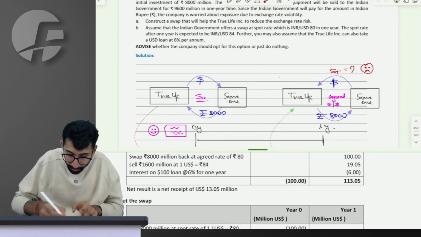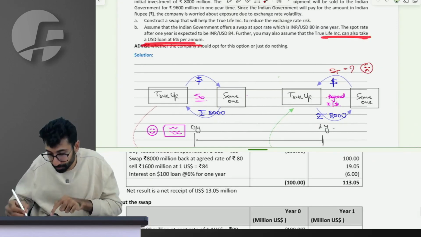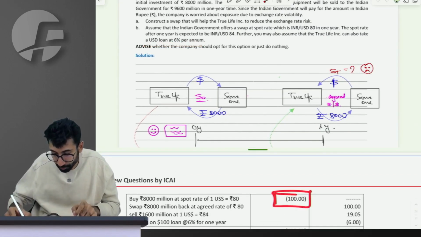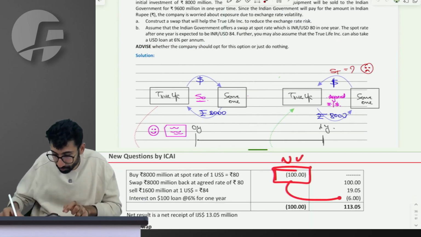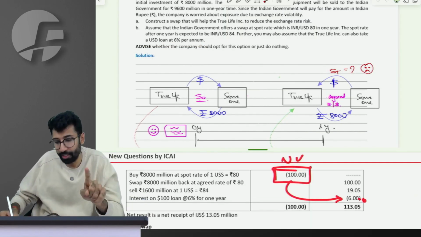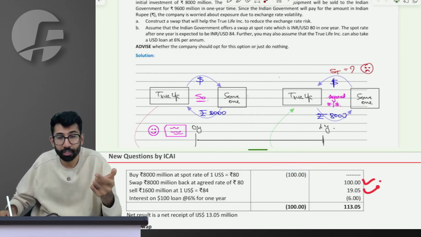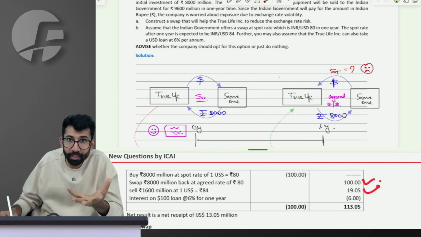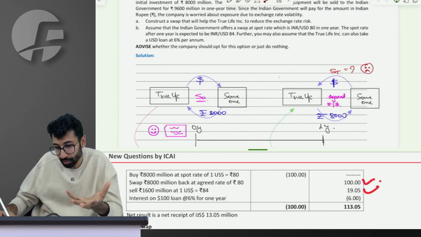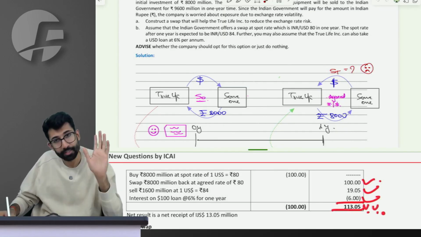Now, the relevance of this line: since you can take a loan of 6%, on this amount of 100 which you invest in the project today, if you borrow at 6%, in dollar terms only will be the interest cost. So overall 100 received from the government after converting the rupee to dollar, 19.05 received from the market, and 6 US dollars paid as interest. Net is the inflow as this.